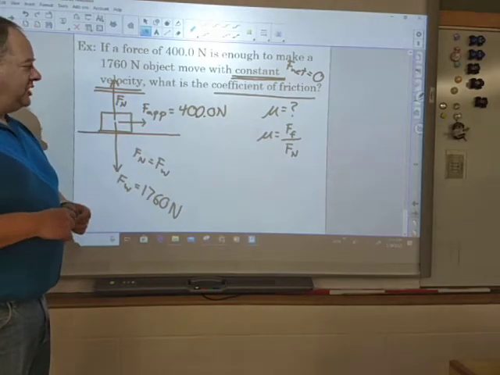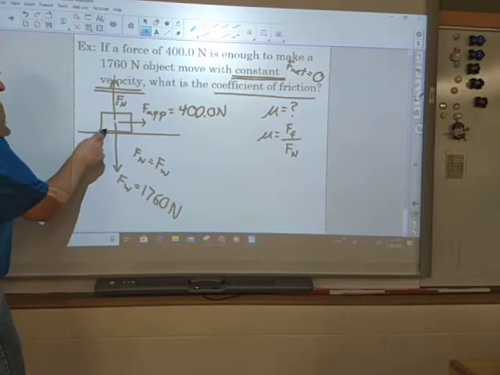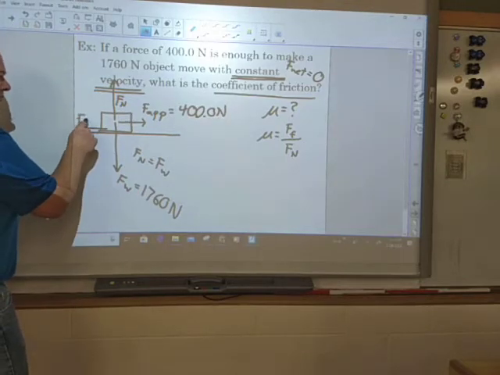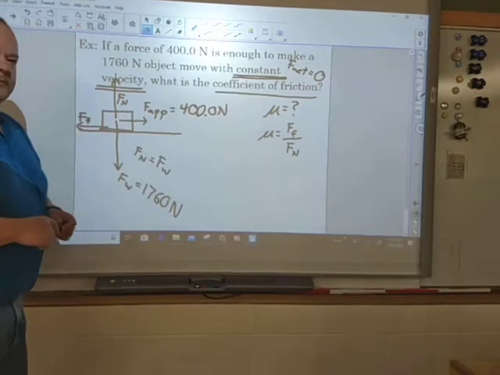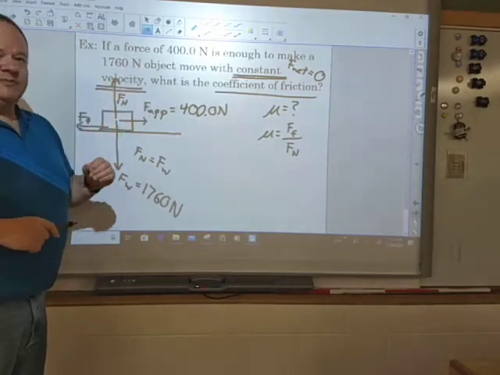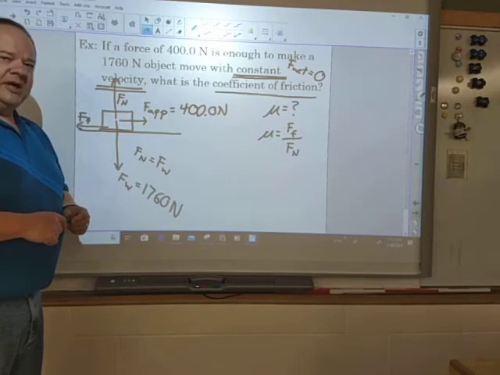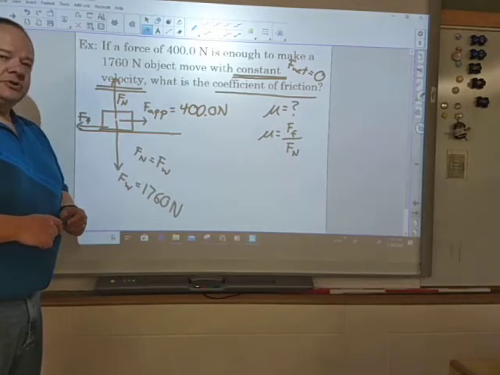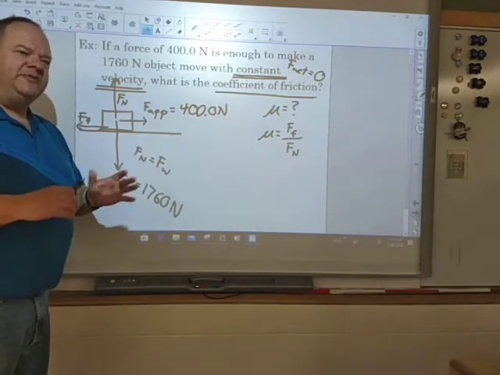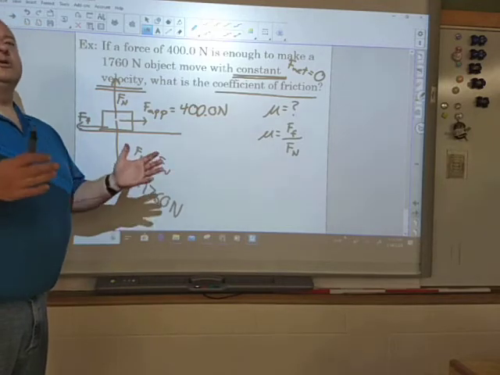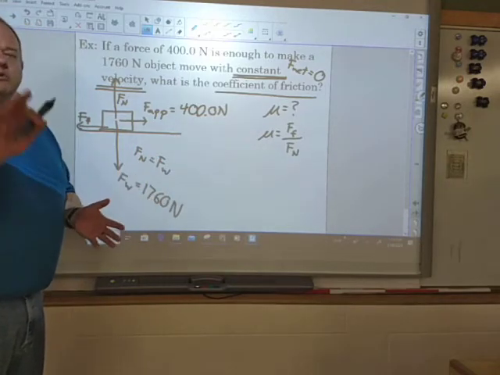Now, what does the friction have to be? Well, we know the friction has to be in this direction. And the net force has to be zero. So the friction has to be the same as the applied force. And somebody might be saying, well, if there's no net force, how is it moving? See, it's already moving. It would take a force to stop it.